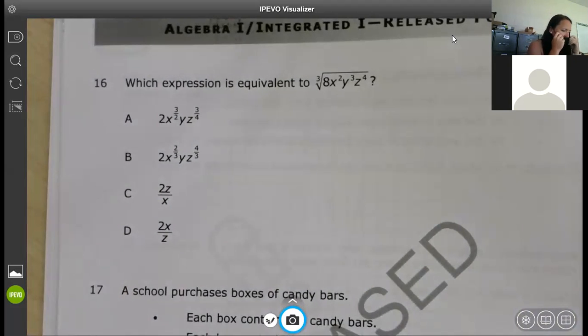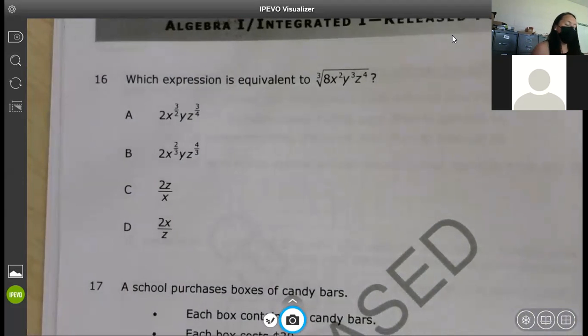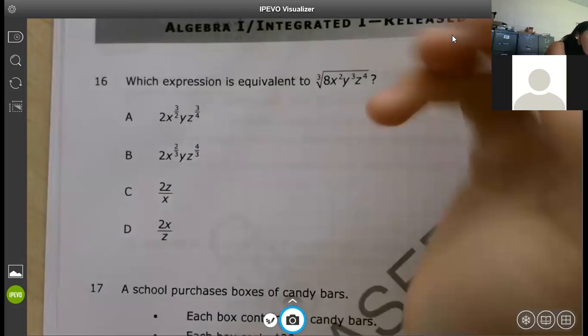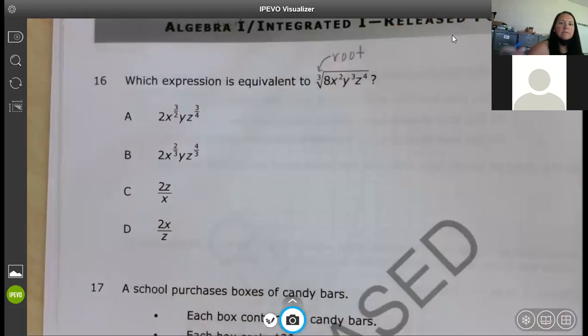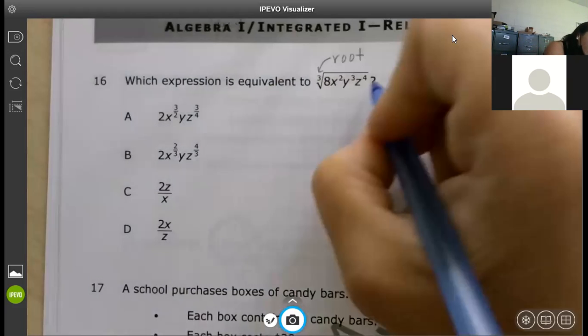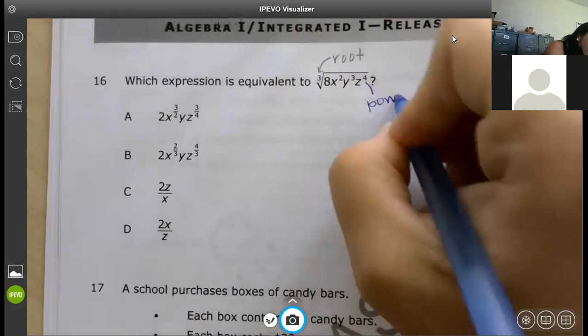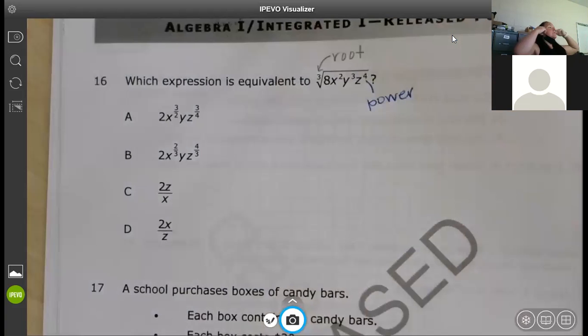So let's look at number 16. It says, which expression is equivalent to the cube root of 8x squared y to the third z to the fourth? This is called a root, and these are called powers. So those little numbers, so it's the cube root, and it's x to the second power, y to the third power, z to the fourth power.